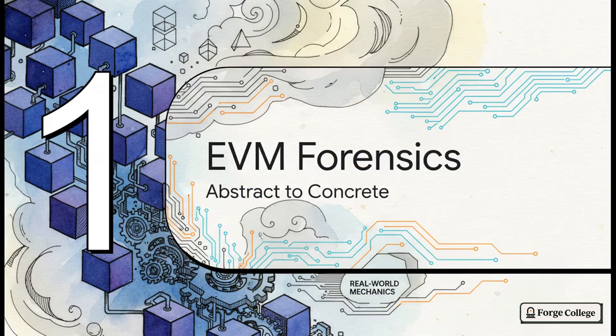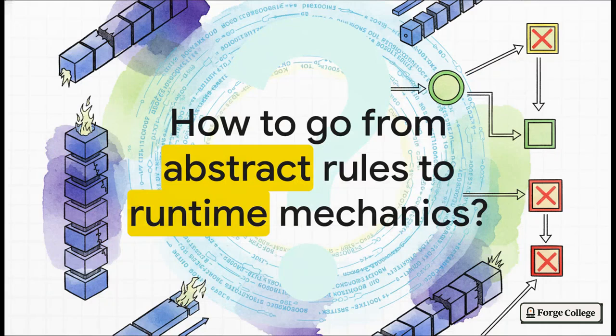All right, Section 1, EVM forensics. From abstract to concrete. We're bridging the gap here between high-level theory and actual real-world mechanics. Now, as a developer, you've likely spent a good chunk of time studying the EVM's theoretical constraints, right? You know all about gas limits, stack depth, and valid jump destinations. But the real forensic question is, how do we actually go from those abstract rules to the runtime mechanics? How do we watch this invisible mathematical brain do its thinking without just guessing?